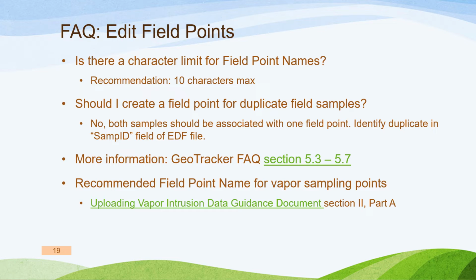So more information about field points is available on our GeoTracker FAQ page in sections 5.3 to 5.7. It covers a lot of general information for a variety of field points and sample points that are entered in this system. That said, I did include a link to the vapor intrusion guidance document just because they go over a little bit about recommended field point names for vapor sampling points in section 2, part A of the document.